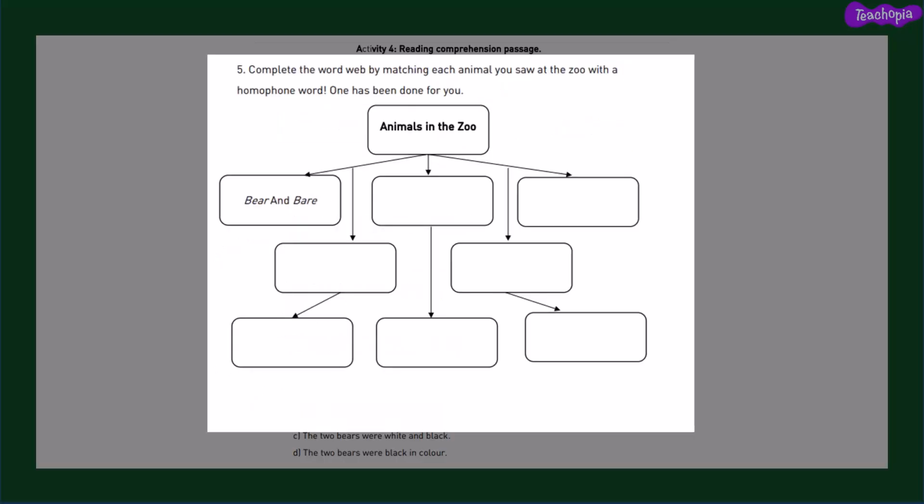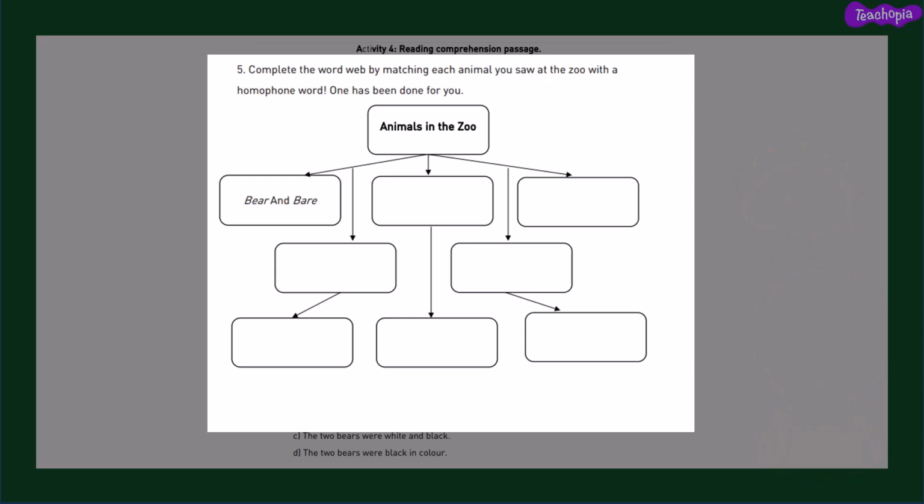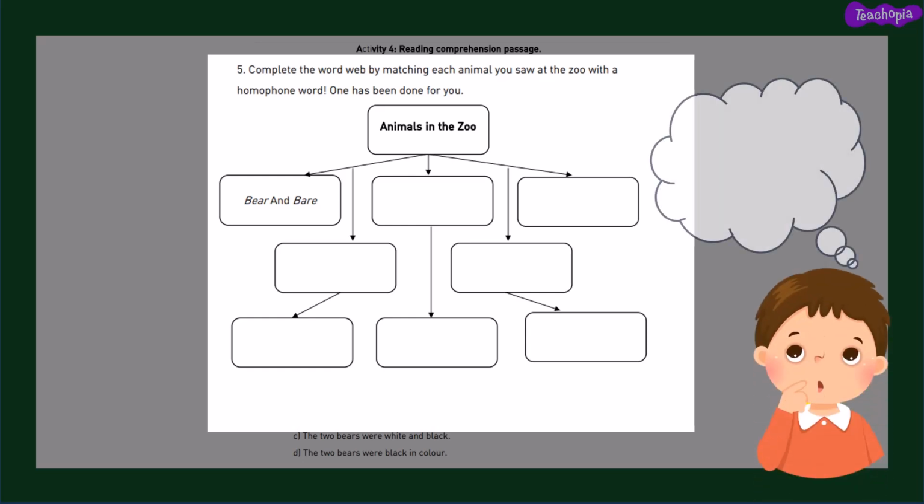Question number 5 in this particular reading comprehension activity is for learners to reflect on their own personal lives. Complete the word web by matching each animal you saw at the zoo with a homophone word. One has been done for you. Ask learners to think about the time they visited the zoo and think of homophones that they can use that are animal names with other words that sound similar. For example, deer and dear.